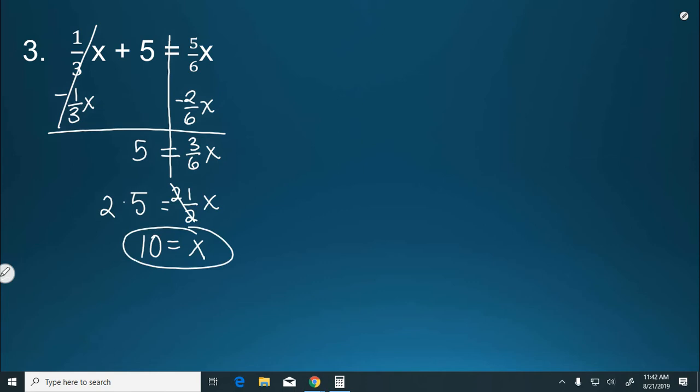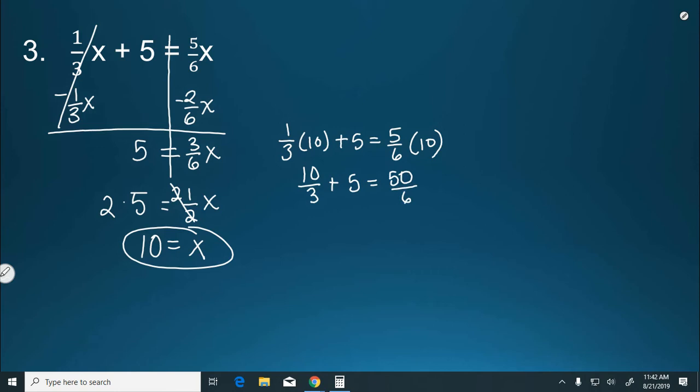And then we have the correct answer, x equals 10. So we could check it. It would be a little bit tricky mentally, but if we have 1/3 of 10 plus 5 equals 5/6 of 10. That would be 10/3 plus 5 equals 50/6. Okay, so 10/3 plus 5, I could think of it as 10/3 plus 15/3, which is 25/3.